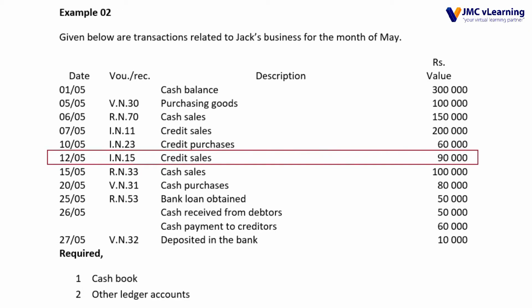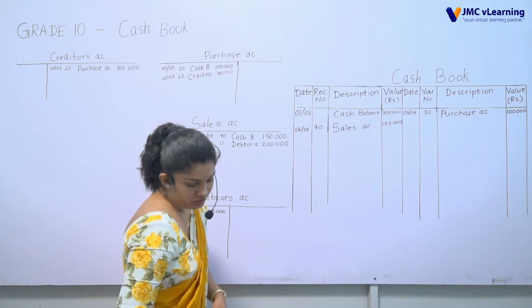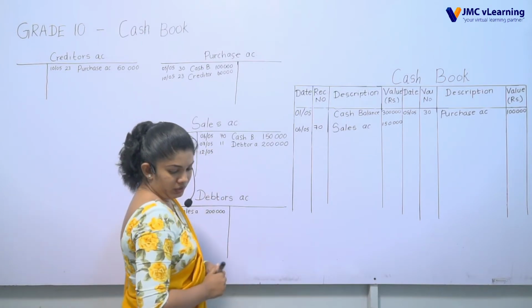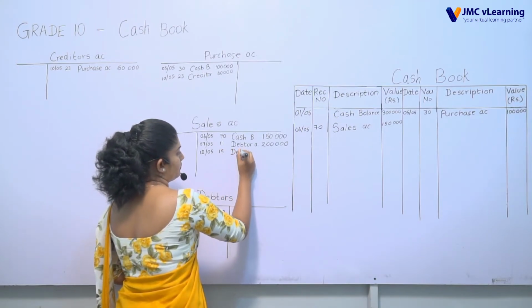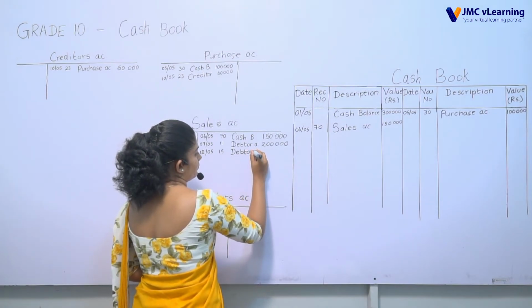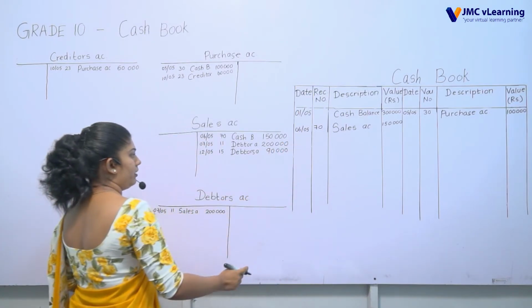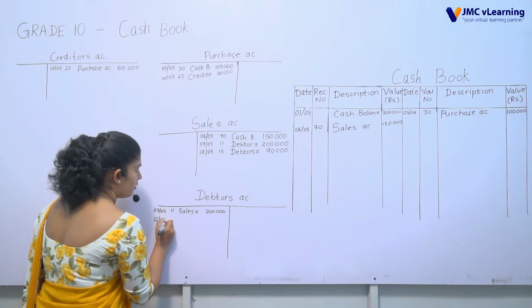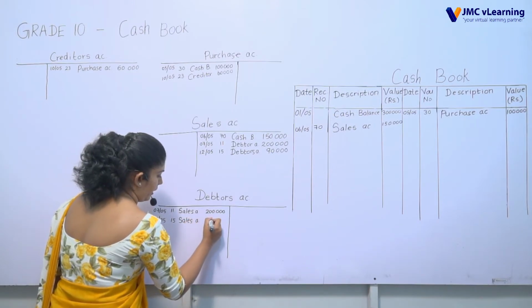Next, again we have credit sales 90,000, invoice 15, date 12. It is also very similar. Invoice number 15, debtor 90,000, and the opposite entry goes to debtor's account. 12th of May, invoice number 15, sales 90,000.